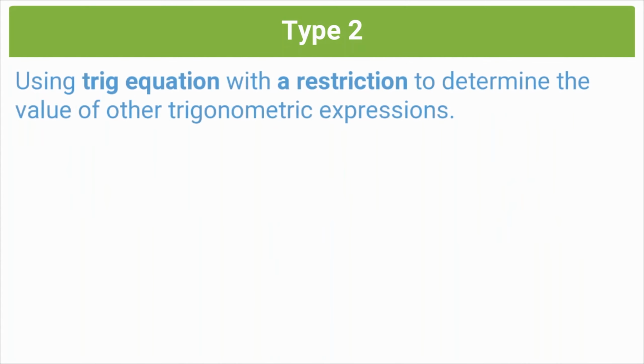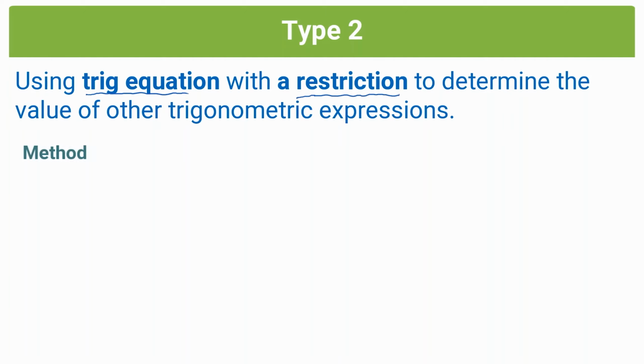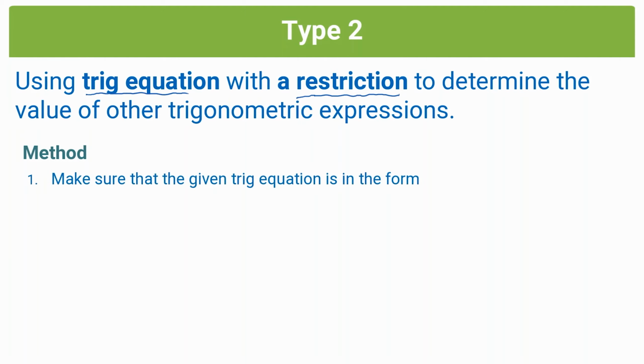So now what's the method that we would use to solve a type 2 question in which we are given a trig equation and a restriction, and we are required to find the value of other trig expressions? Well, let's go through the method. The first step you would use to answer these questions is to make sure that the trig equation you are given is in the form of trig function equals number. And we'll go through in the example we're about to do quickly what that exactly means.